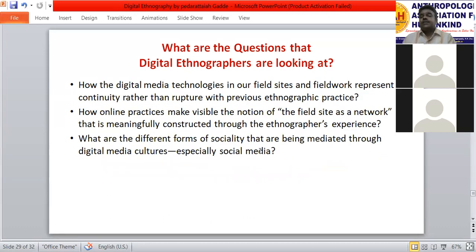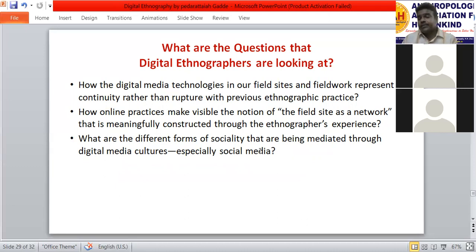How the digital media technologies in our field sites and fieldwork represent continuity rather than a rupture with the previous ethnographic practice. Let me repeat this question. How the digital media technologies in our field sites and fieldwork represent continuity rather than rupture with the previous ethnographic practice. Important question. How online practices make visible the notion of the field site as a network that is meaningfully constructed through the ethnographer's experience.